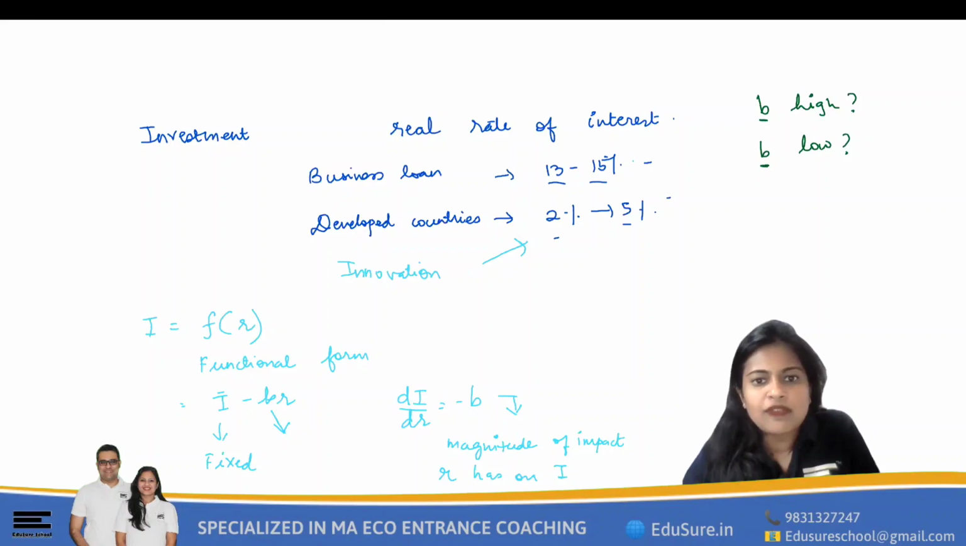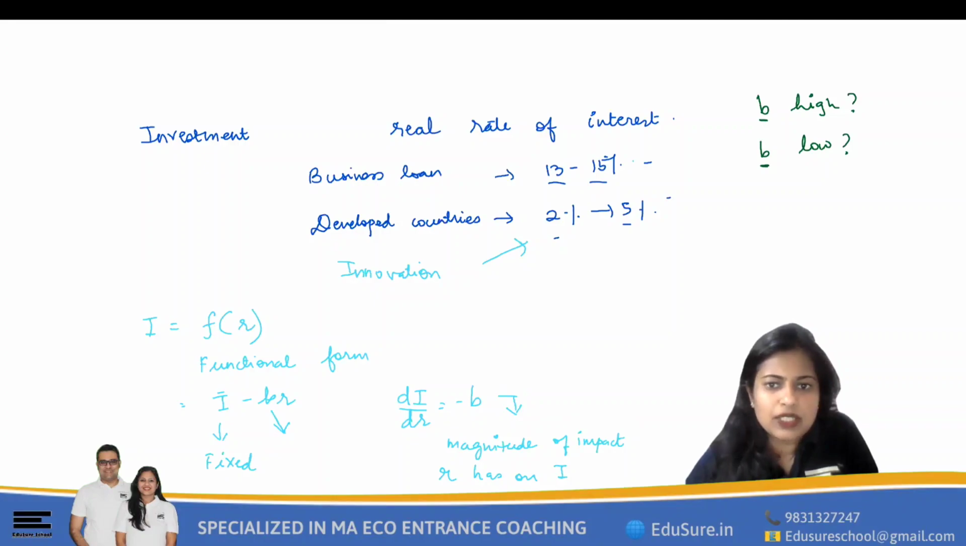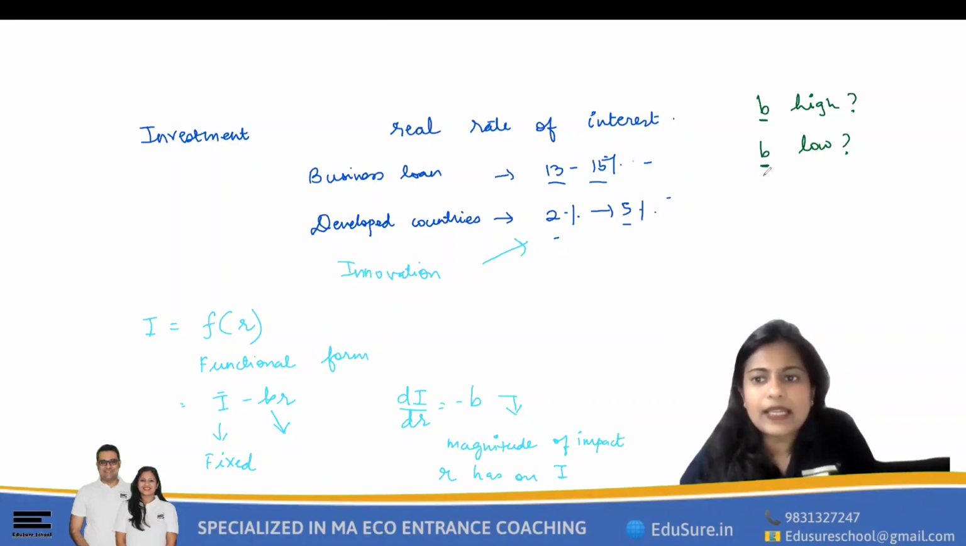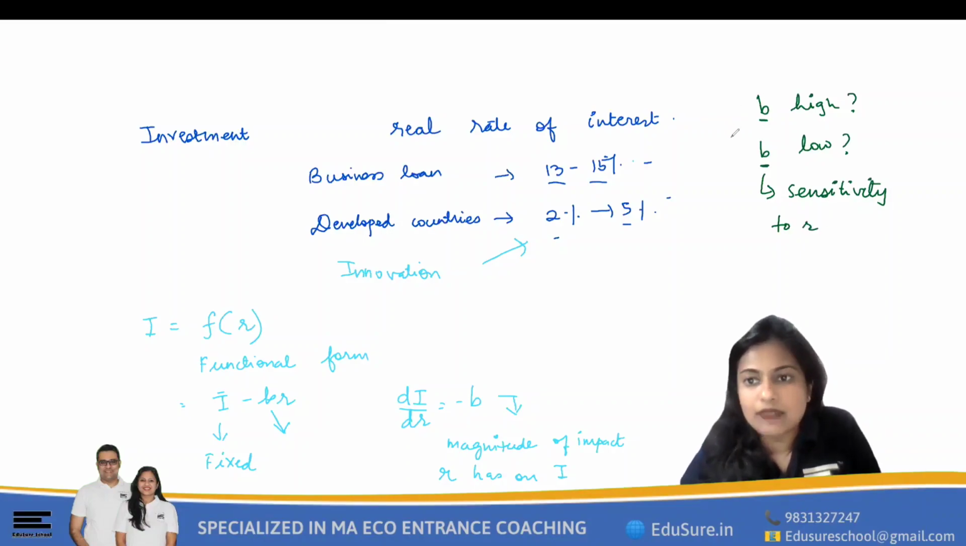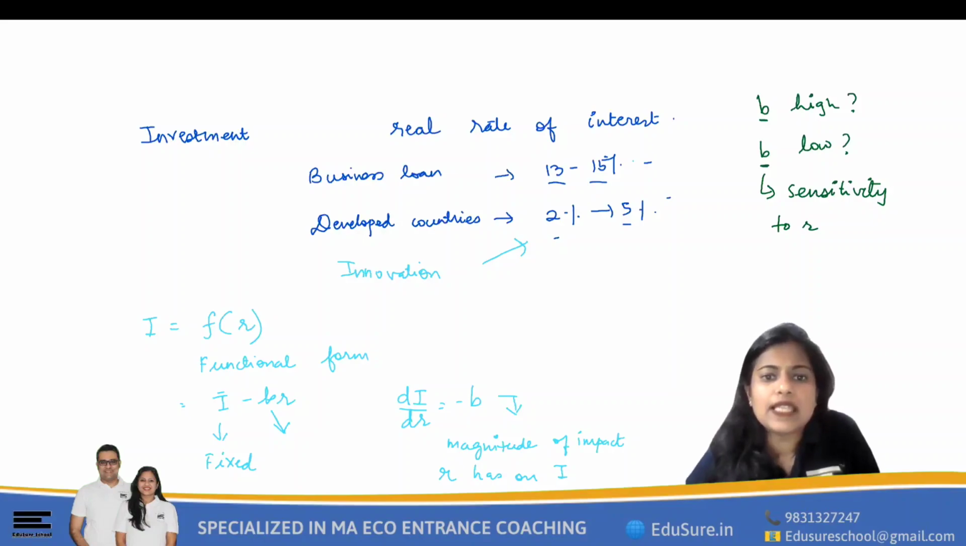Yes, and Mesha, perfect. So a high B, as Mesha has written, means that investment is more responsive to the rate of interest. B indicates sensitivity to the rate of interest. High B is more sensitive to the rate of interest. Low B is less sensitive to the rate of interest. Right?